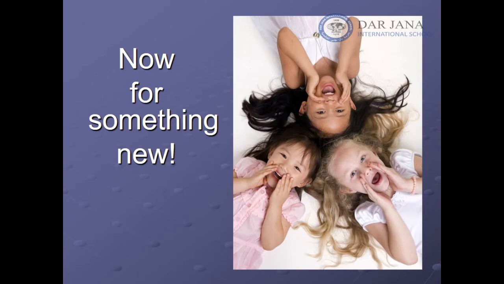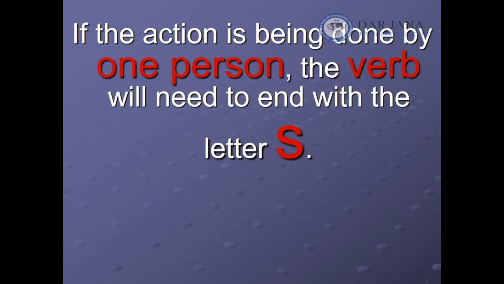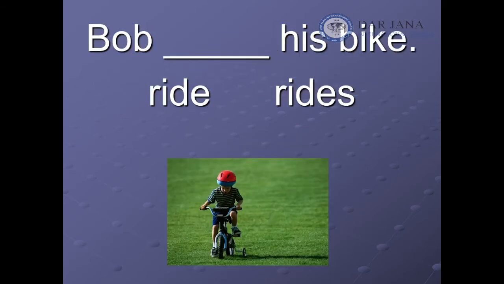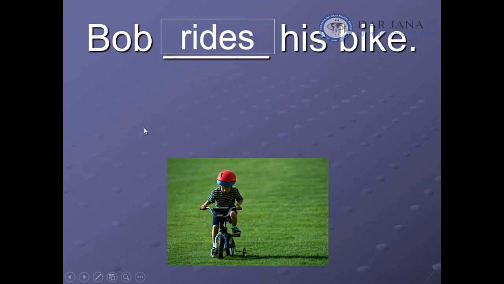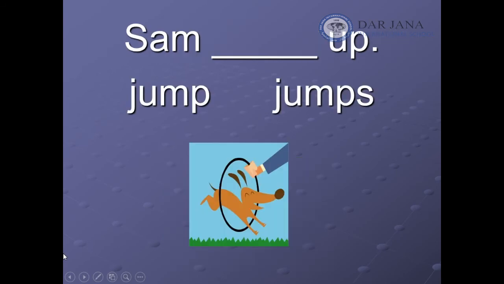Now for something new. If the action is being done by one person, the verb will need to end with the letter S. Let's take a look. Bob rides his bike. What does Bob do? Does he ride or does he rides? Remember, we're talking about one person. So what do we need to do to the verb? We need to add s and it becomes rides.